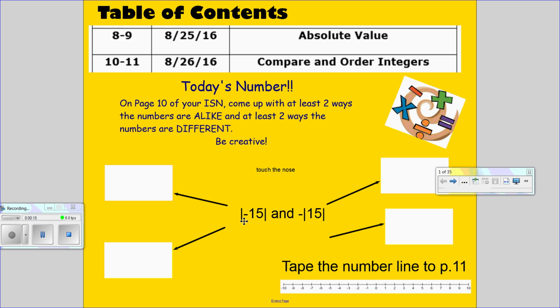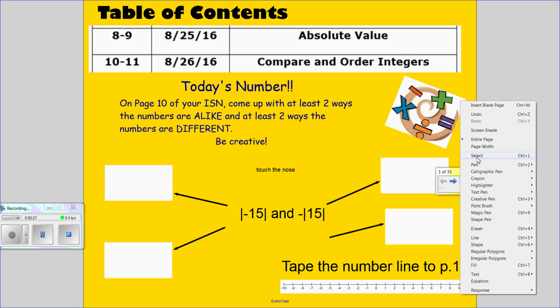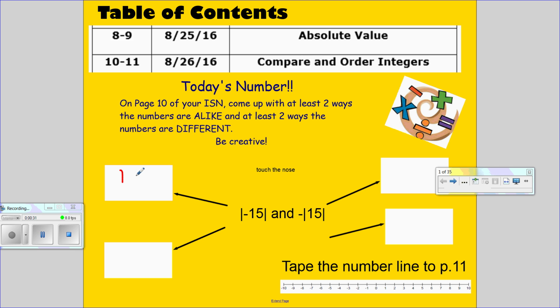So we have the absolute value of negative 15 and the opposite of the absolute value of 15. How are they alike? Well, they both use the number 15 and they both have absolute values. I see absolute value bars. However, what makes them different? The negative is inside the absolute value bars here, and here the negative is on the outside.